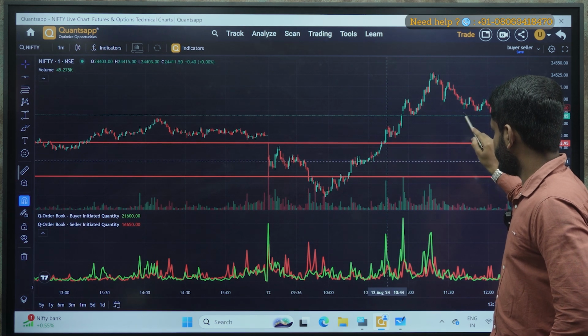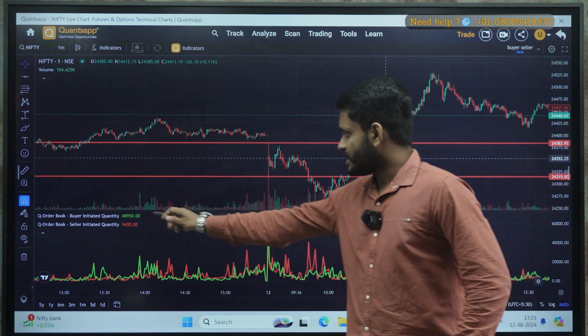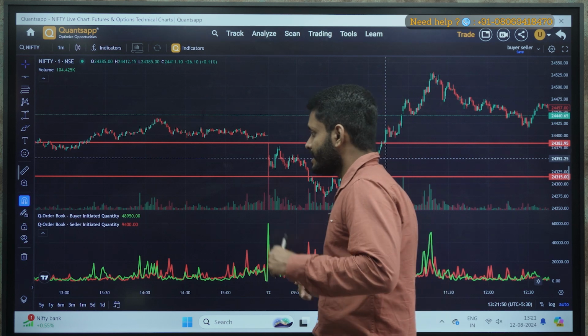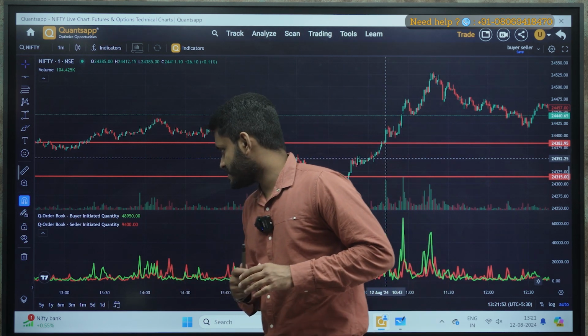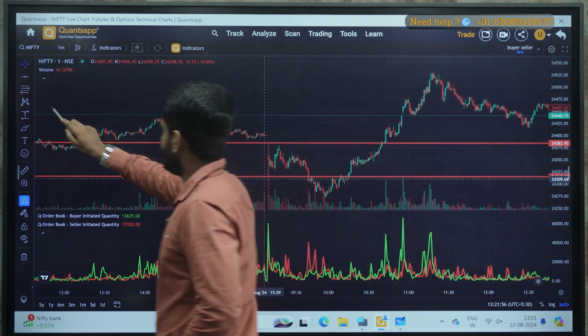Now around, you can say at 10:44, if you see there is a strong breakout I can see. Now go and check out the quantity over here. 48,950 buyers, 9,400 sellers. Clear cut, I can see 5 times aggression. So this is a definite bet on the long side, correct? So let me mark the range.